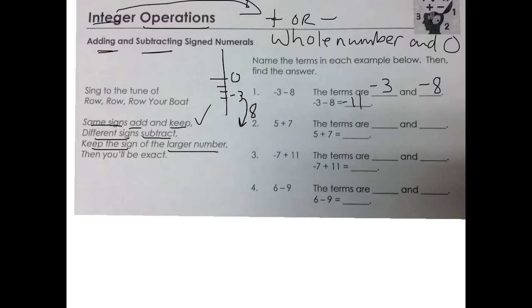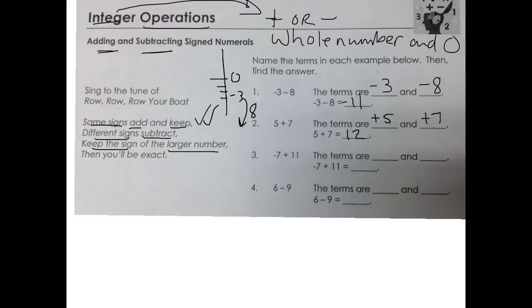Okay? Problem number 2. The terms are +5 and +7. We don't see the positive there, but we know they are because we don't see a negative. So 5 and 7 also follows this rule. Same signs. 5 and 7 are both positive, so we add them. And we keep the sign, so it's +12.